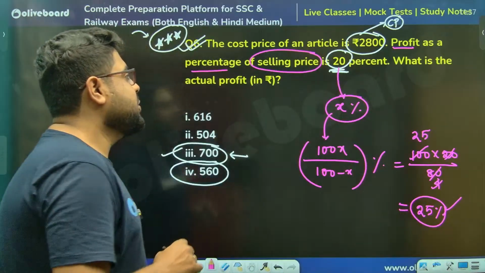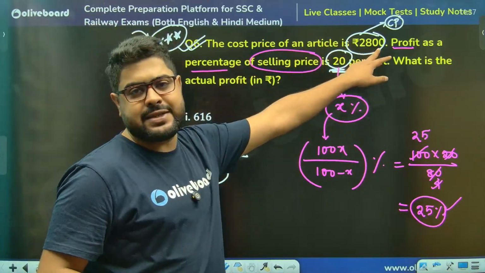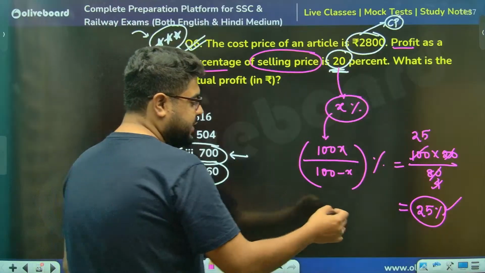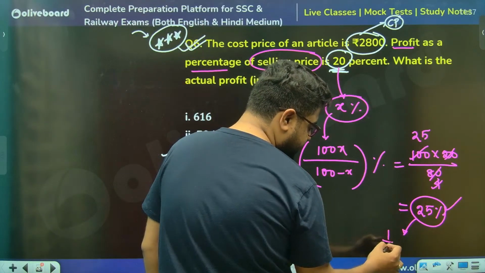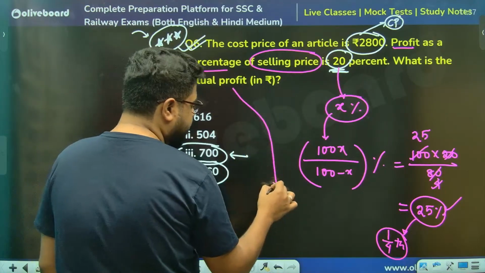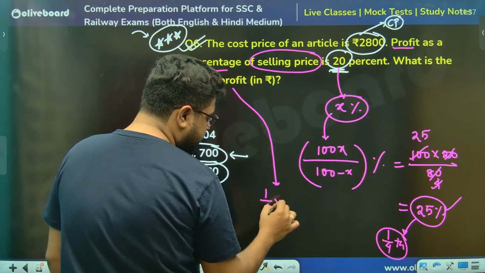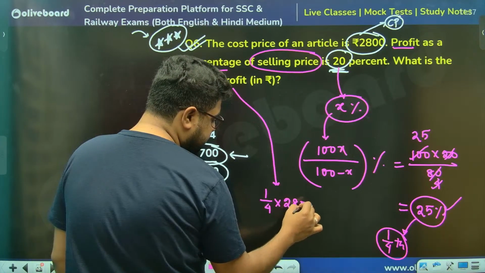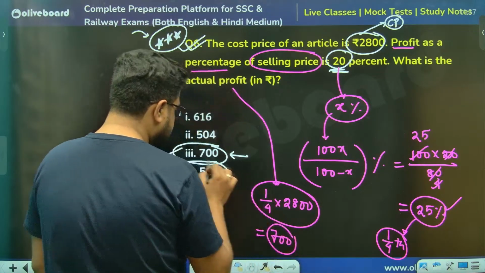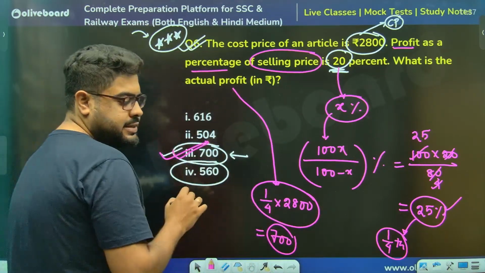So sir, profit on CP is 25%. 25% stands for 1/4, so the actual profit will be 1/4 of the CP, that is 2800. 4 sevens are 28, so that means 700. So option 3 is the correct answer, not option 2.